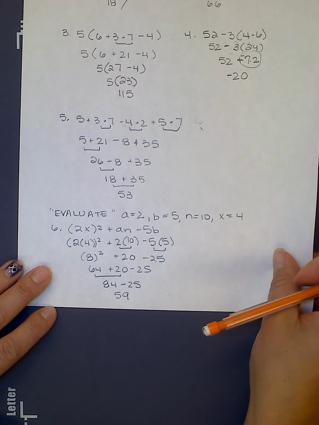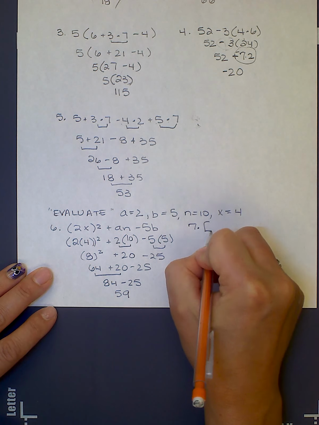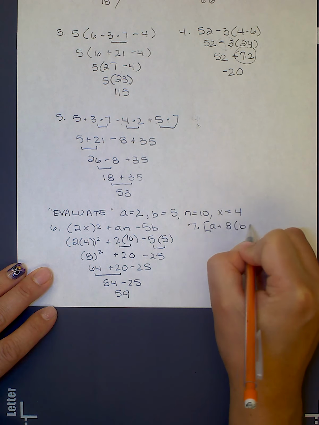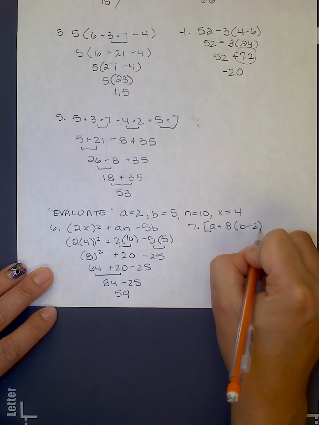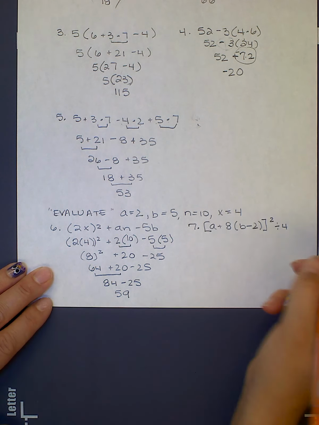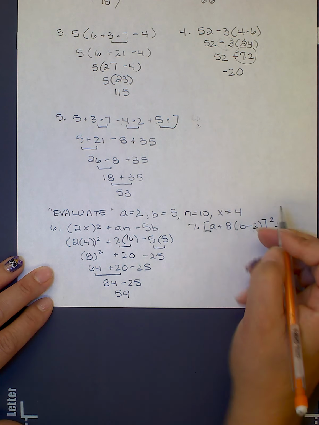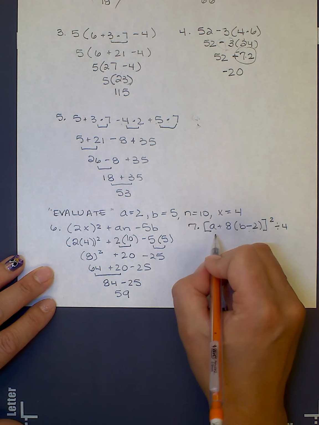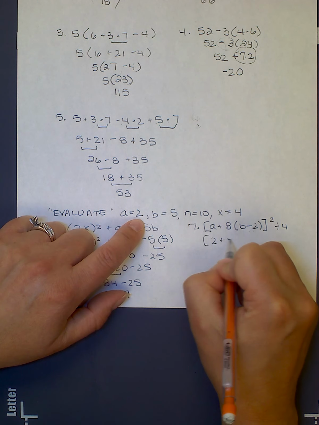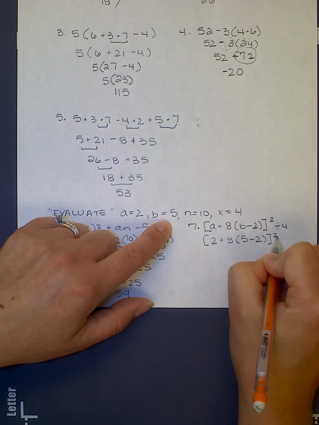If we continue to use the same values to evaluate with, number 7, we get a bracket, which is just another parentheses. A plus 8 times the quantity B minus 2. The whole thing squared divided by 4. So we have to start within the parentheses or the brackets, and within that we have to start with the inside parentheses, which we need to plug in what we know here. So A is 2 plus 8, B is 5 minus 2 squared divided by 4.